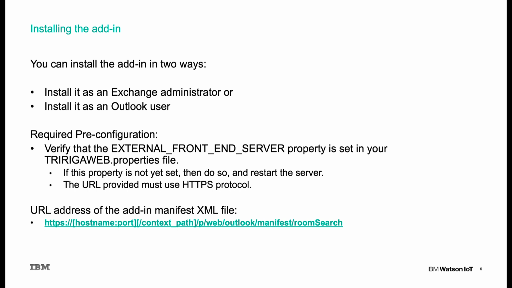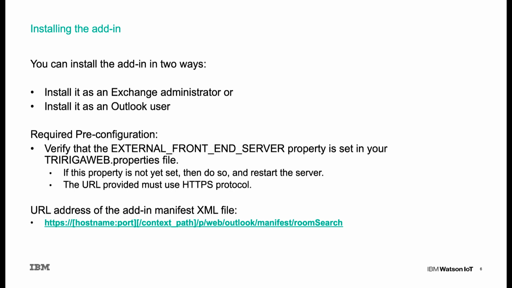To install the add-in, we have two options. It can be installed by the Exchange administrator, or it can be installed by the Outlook user. But before doing that, you need to verify if the external front-end server property is set in your TRIRIGA web.properties. Usually that is done by the TRIRIGA administrator. If that property is not set, you need to set it to a URL that the user can access TRIRIGA from the internet. And make sure that URL uses the HTTPS protocol, because that is a requirement from Microsoft Outlook.